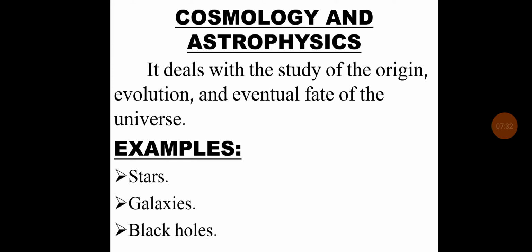Next is cosmology and astrophysics. It is the branch of physics in which we deal with the study of the origin, evolution, and eventual fate of the universe. That is, how the universe originated, what is its evolution, and what is the eventual fate of the universe. What occurs in the universe? Its examples are stars, galaxies, and black holes.